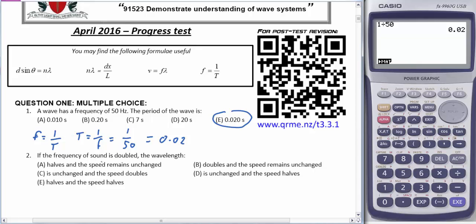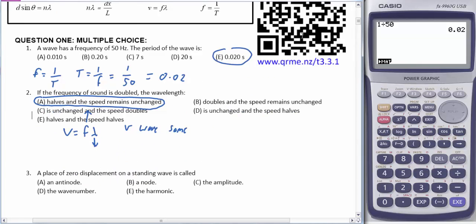If the frequency of sound is doubled, the wavelength, well, we have v equals f lambda. We know that the v of the wave must stay the same. And so if frequency goes up, then the wavelength must go down by an equal amount. So to answer the question, if the frequency of sound is doubled, the wavelength halves and the speed of the sound remains unchanged.